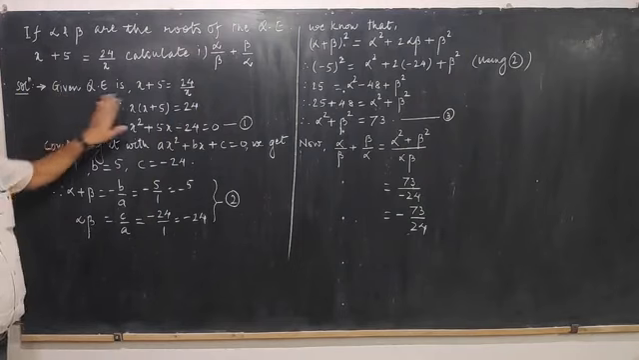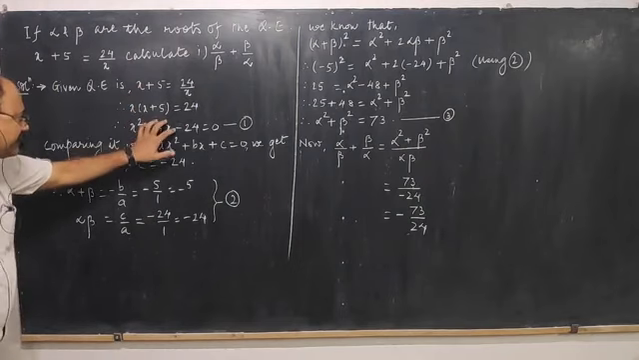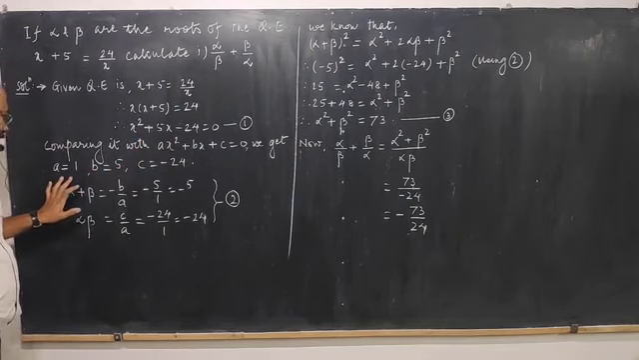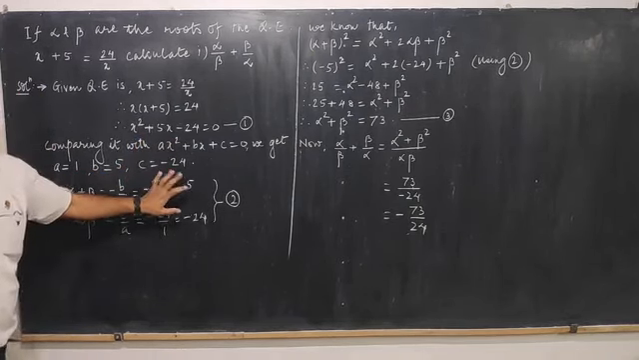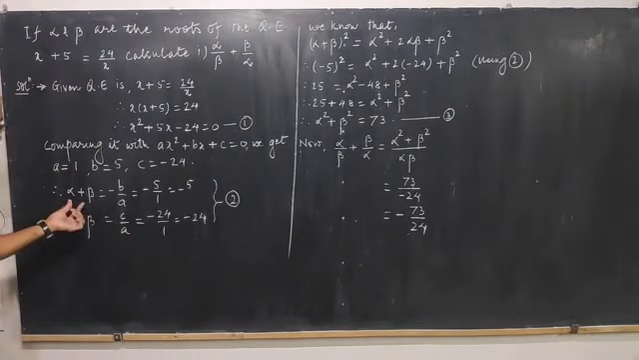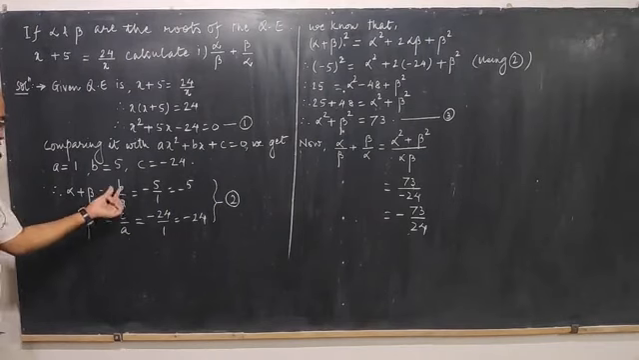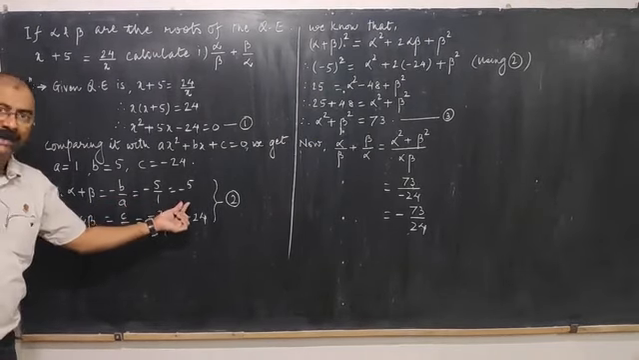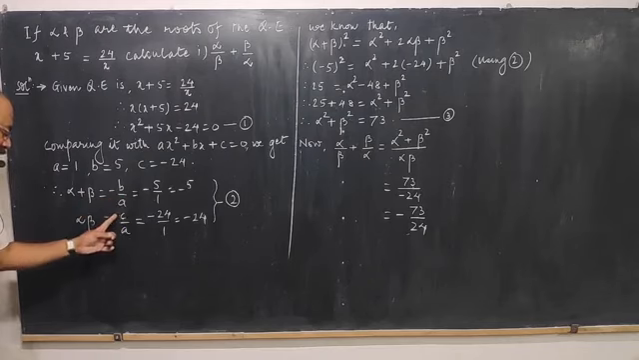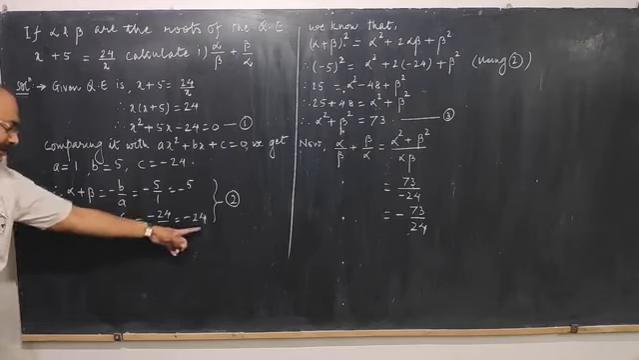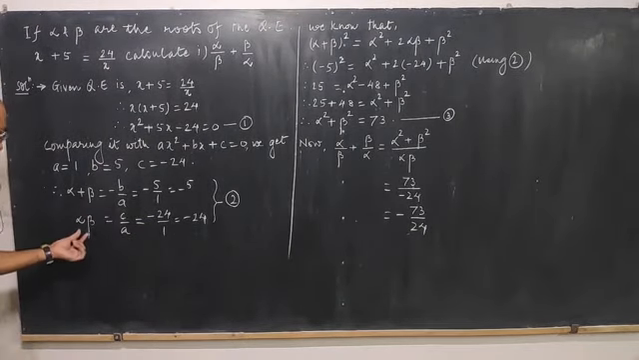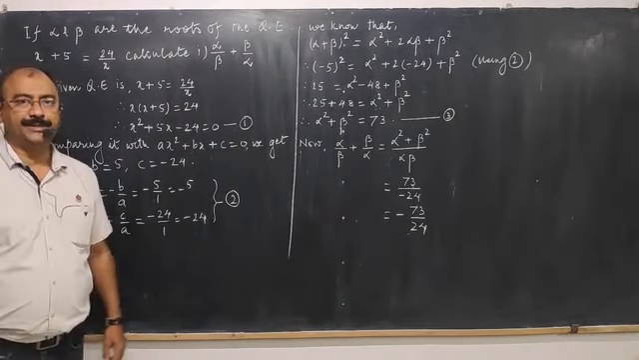In the solution, we rearrange the given equation in the general form. By comparison, we get the values of a, b and c. After getting the values of a, b and c, we calculate alpha plus beta, which is minus b by a, that comes out to be minus 5. Alpha beta is equal to c by a, the value of c is minus 24 by 1, which is minus 24. So alpha plus beta is minus 5, and alpha beta is equal to minus 24.